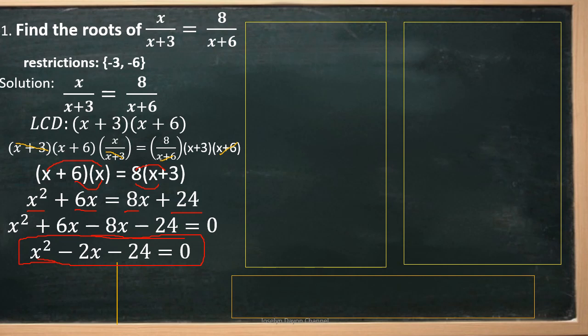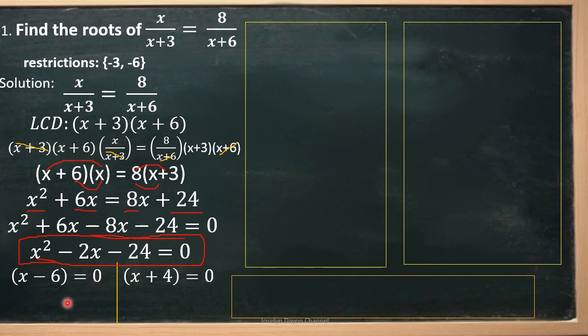Since the equation is already in standard form, we can now solve for the value of x. This time, we can solve this by factoring. So we have to factor x squared. We have x and x. Factors of negative 24 are negative 6 and 4, that will give a sum of negative 2. Equate each factor with 0 and solve for x.